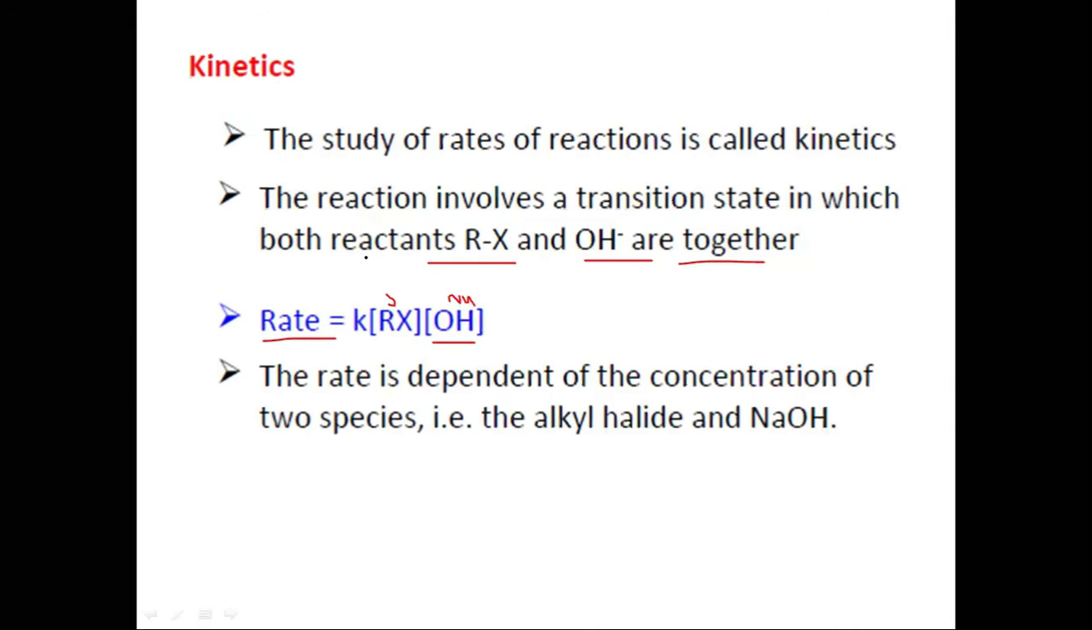The rate determining step, and the rate, is generally dependent on these two, the substrate and nucleophile. That's why rate is equal to small k, the rate constant, into concentration of RX into concentration of OH minus. Rate is dependent on the concentration of the two species, that is the alkyl halide and the NaOH. Suppose you are using the nucleophile OH minus from NaOH, then these two act as the concentration of alkyl halide and the concentration of OH minus or NaOH. So it is clear that the rate is equal to k into concentration of RX into concentration of OH minus.